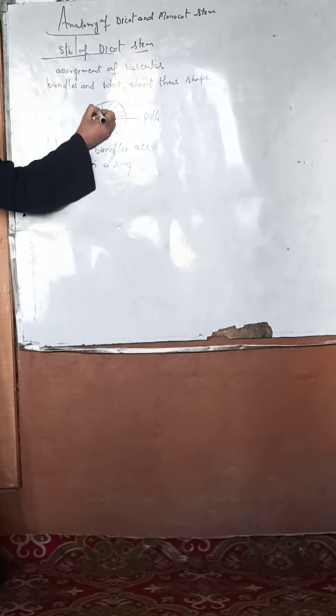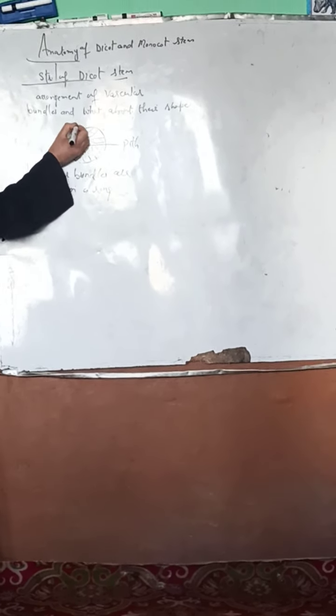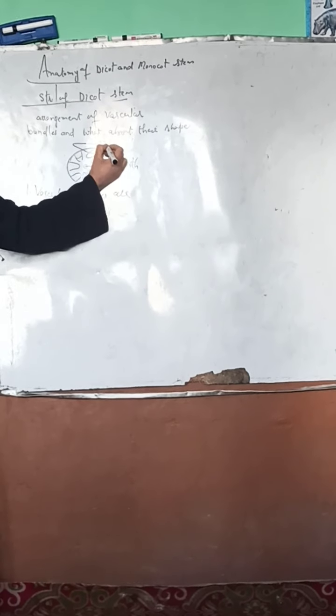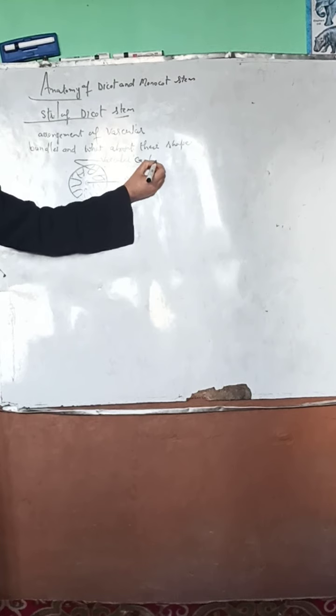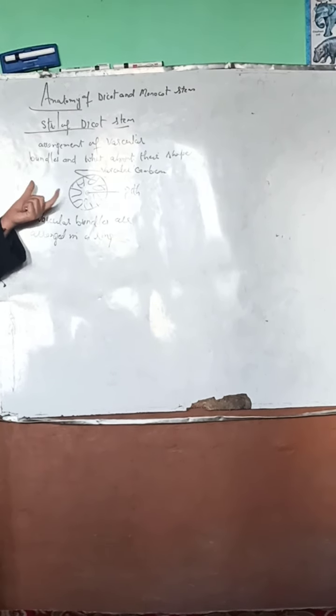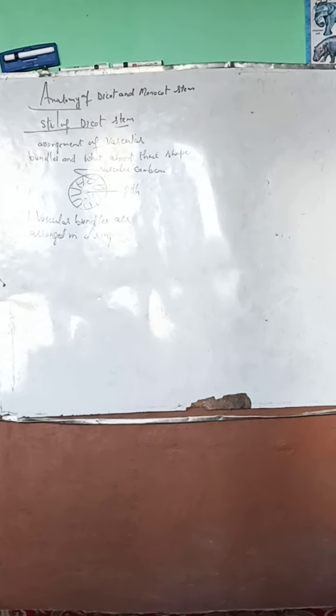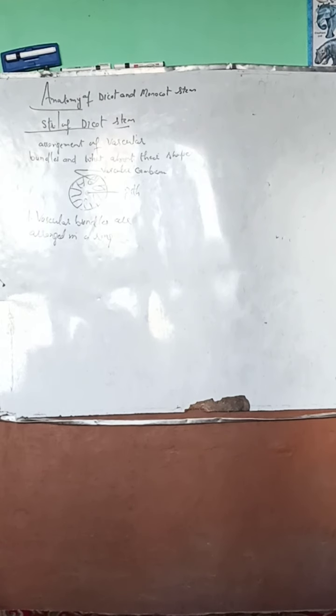Vascular bundles are arranged in a ring and in between there is cambium. So this cambium is called vascular cambium. It is called vascular cambium because it is present between xylem and phloem. This is xylem and this is phloem.